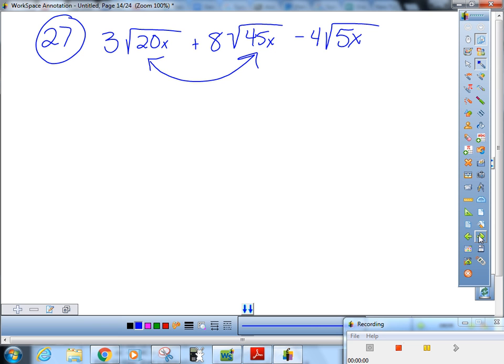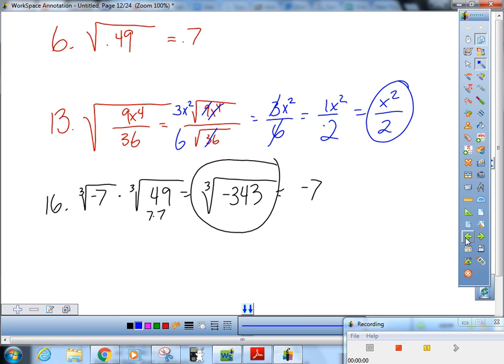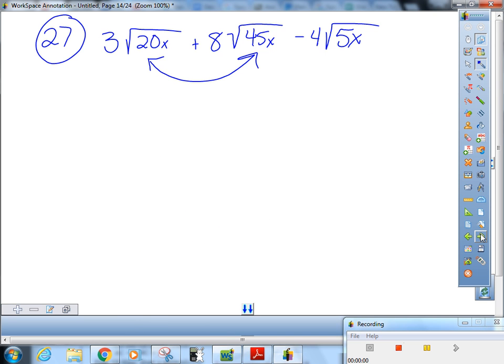Same with division. Okay? If you notice, when we divide, we can combine, or we can uncombine if we want. Whereas when we subtract, we can only subtract things that have like terms. All right, so let's take a look at this.